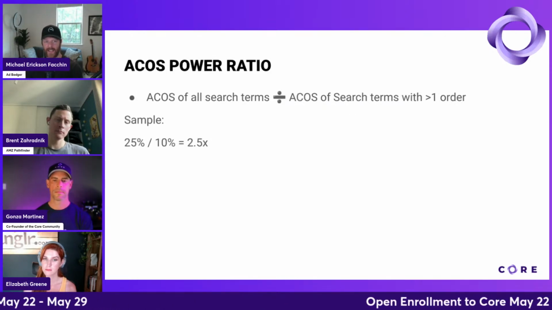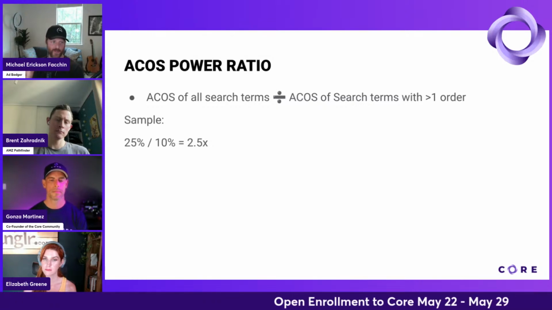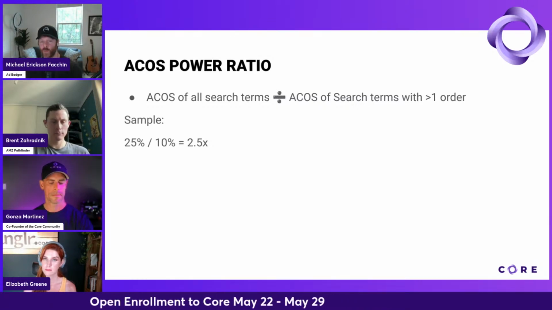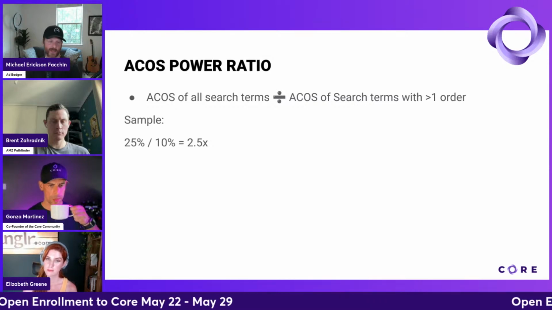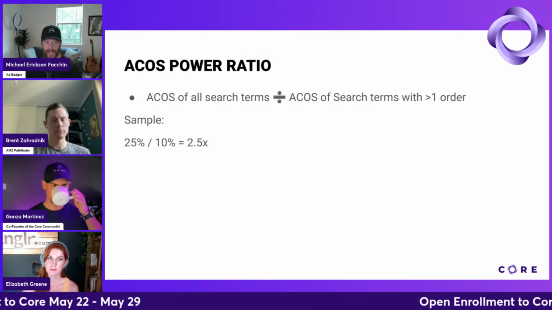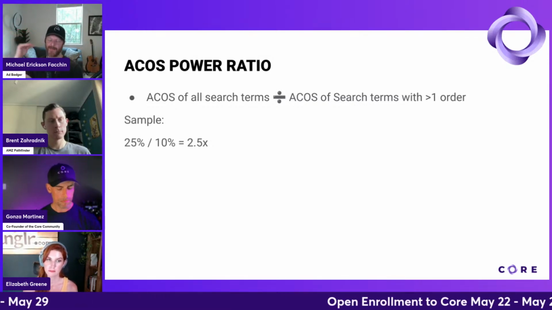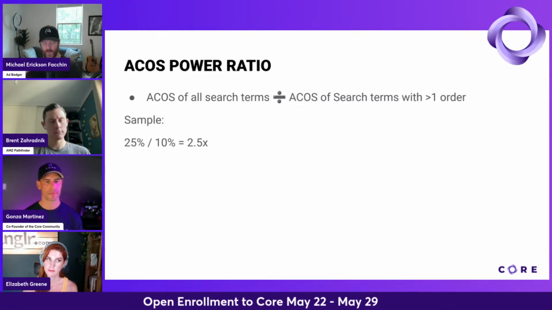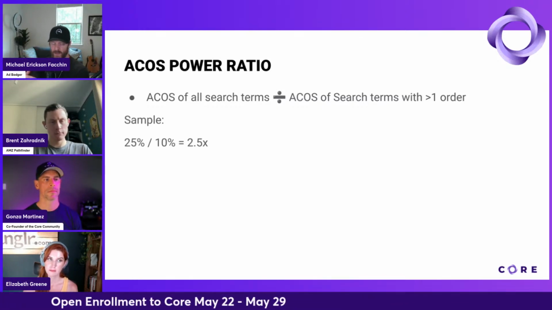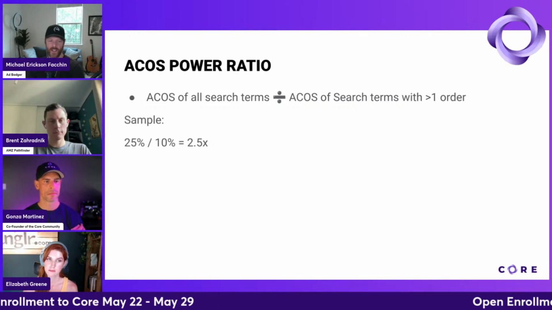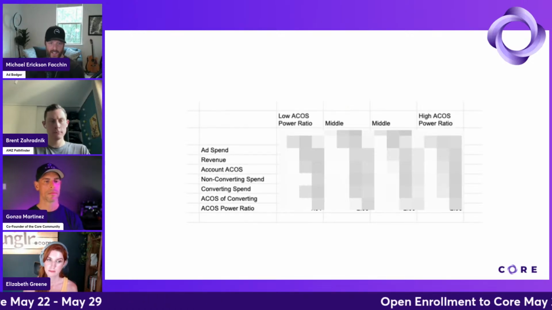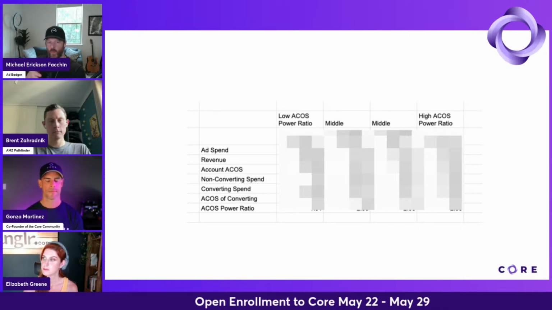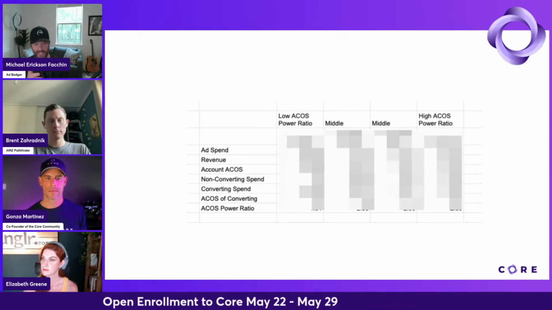Essentially, if we take the ACOS of all search terms divided by the ACOS of search terms with at least one order or more, we'll end up with something like this. Your account level ACOS might be 25%, but the things that you actually got conversions on might be 10%. If you didn't have any non-converting spend, you'd end up with an ACOS Power Ratio of 2.5 in this scenario. Let's take a look at 4 different scenarios, and the sheet that I will give you is exactly this.